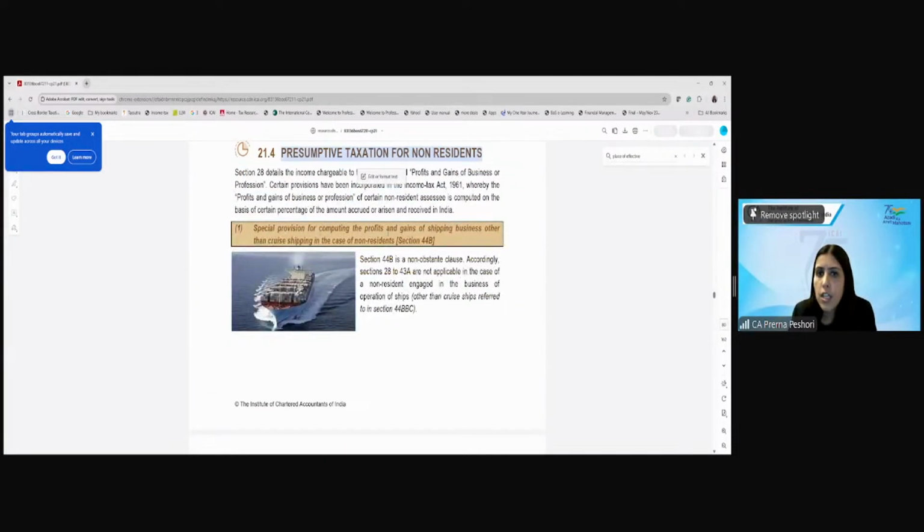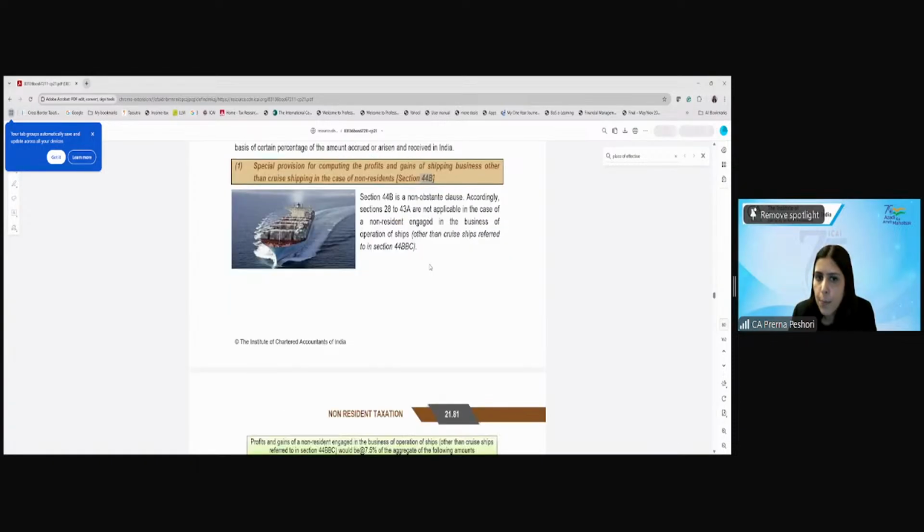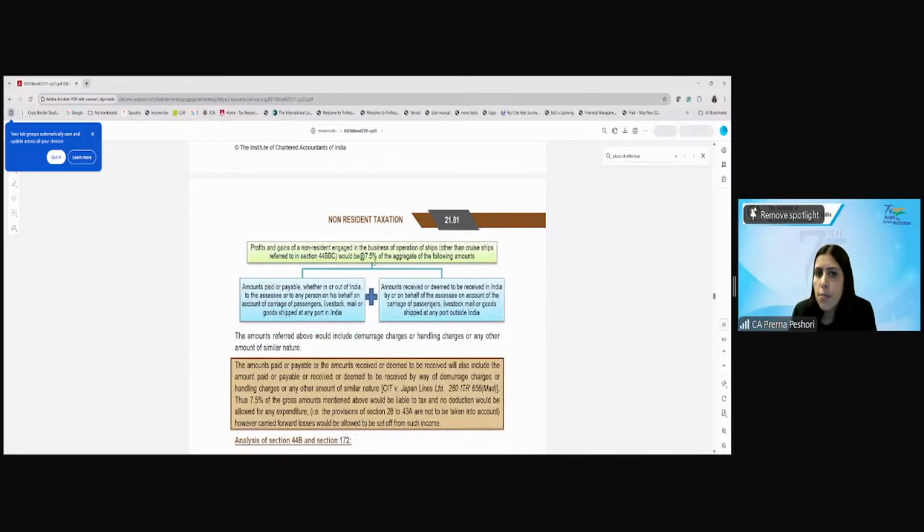There is this for the shipping business other than the cruise shipping in case of non-resident, Section 44B, which says the presumptive income shall be 7.5% of the amount paid or payable, whether in India or out of India, to the assessee or to any person on his behalf for carriage of passengers, livestock, mail or goods shipped at any port in India, plus the amount received or deemed to be received in India by the assessee on account of carriage of passengers, livestock, mail or goods shipped at any port outside India.